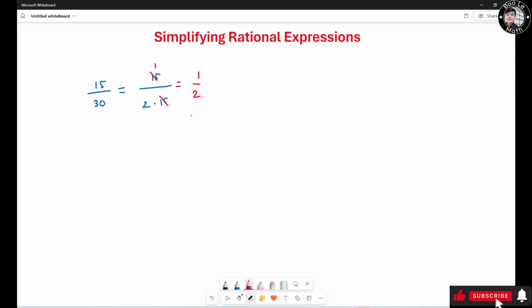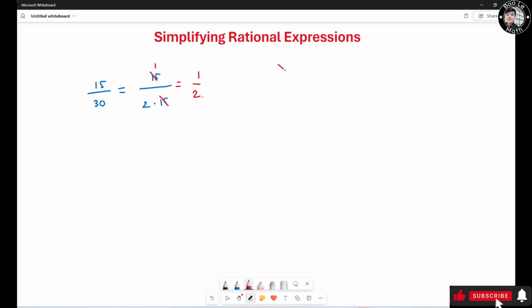Now, to simplify a rational expression, you do exactly the same thing. You need to factor the numerator and the denominator to find the common factor. Then you cancel out the common factor. So, let's take a look at the first example.